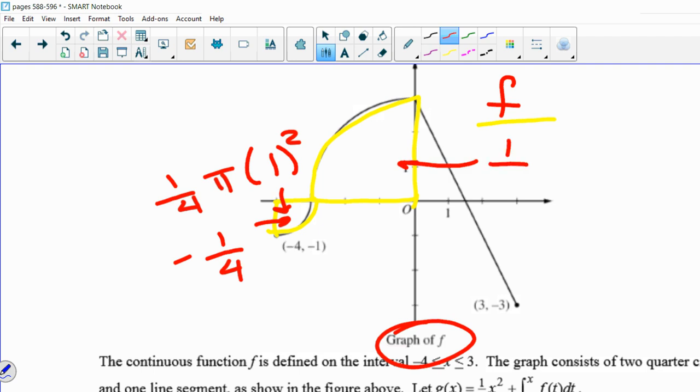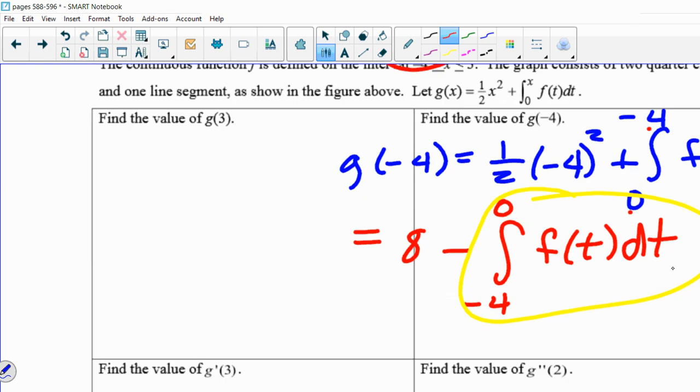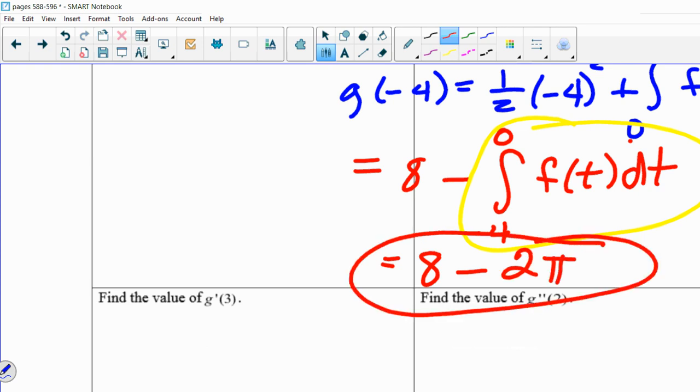This is 1/4 of pi times its radius. What's its radius? 3. So what's that? 9/4 pi. So if you add the, whoops, I forgot the pi over there. So I've got 9 pi over 4 above the x-axis, -1 pi over 4 below the x-axis. Those add up, I believe, to give me 8 pi over 4, which is 2 pi. So this is 8 minus 2 pi. 2 more.